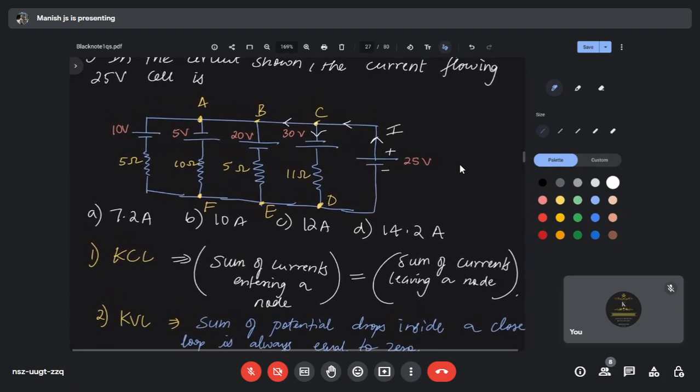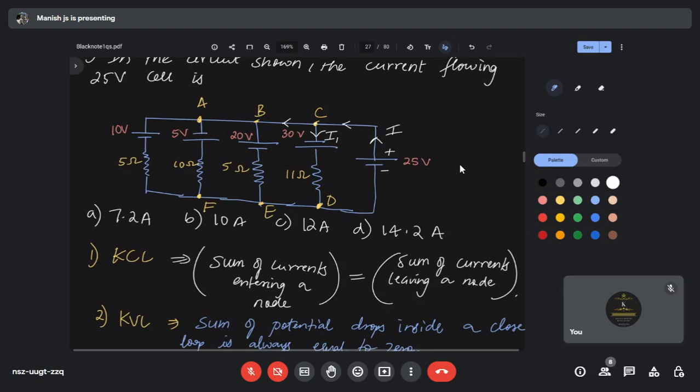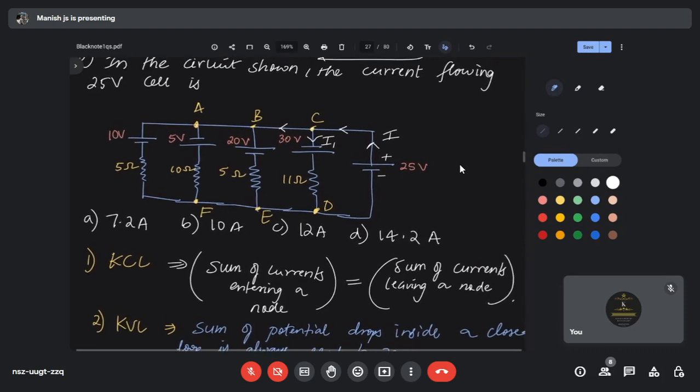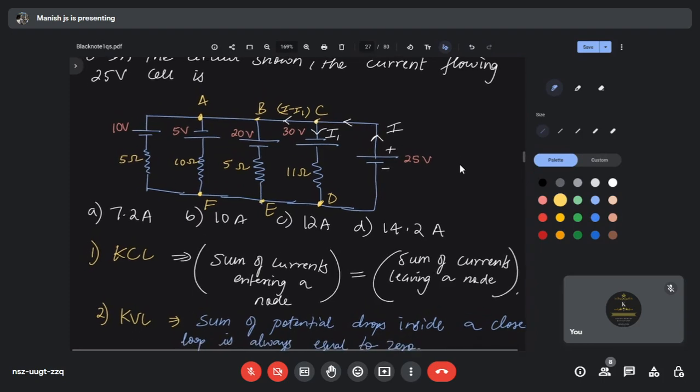Okay? So I is entering. Say I1 out of it is getting branched here. If I1 gets branched here, what will be the remaining current that is going to move there? Anybody? You subtract from the incoming current. What do you subtract? I minus I1. Yes. So the current that is moving here is basically I minus I1. The balance current after I1 is what flows there.